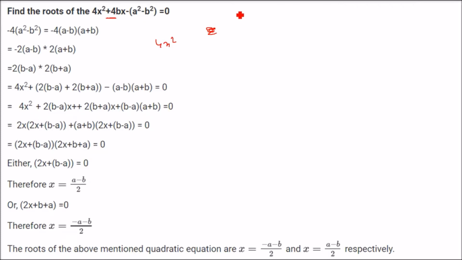4bx can be written as c. If I write 2a minus b, or you can write plus 2b minus a. What do you get? 2a minus 2b plus 2b minus 2a. So you get 0 all around.